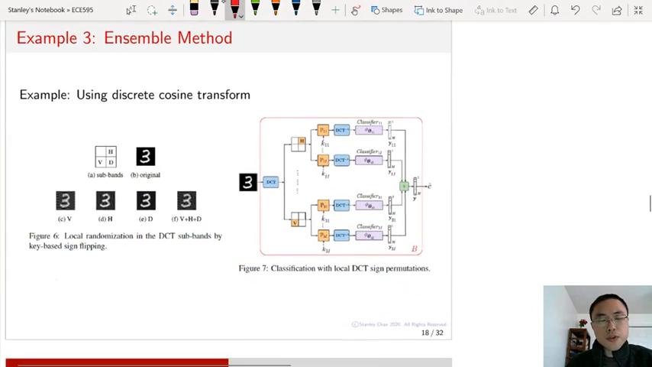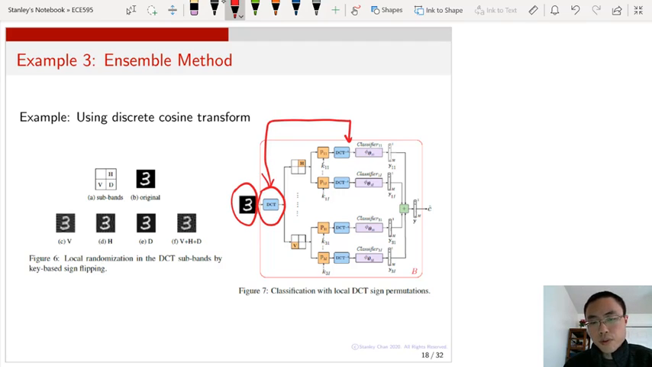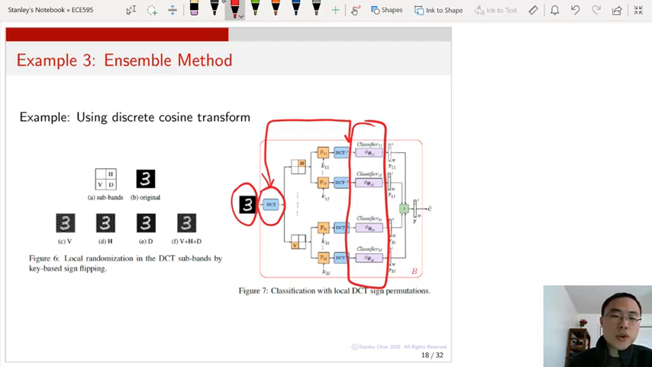So let me give you an example first, and then we'll come back to talk about more of these properties. Let's say you have an image that comes in, and then you will have a lot of these transforms, the DCT transforms. DCT stands for the discrete cosine transform. When you do this, you will also have different classifiers at different stages of your DCT coefficients.